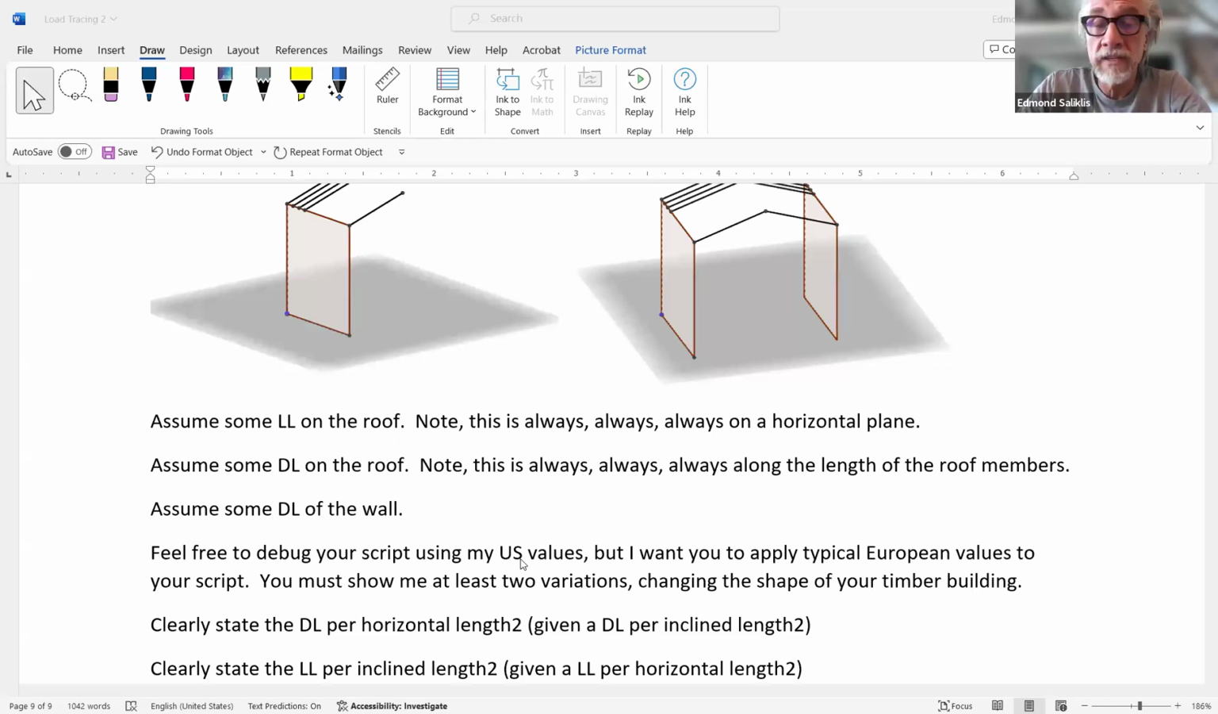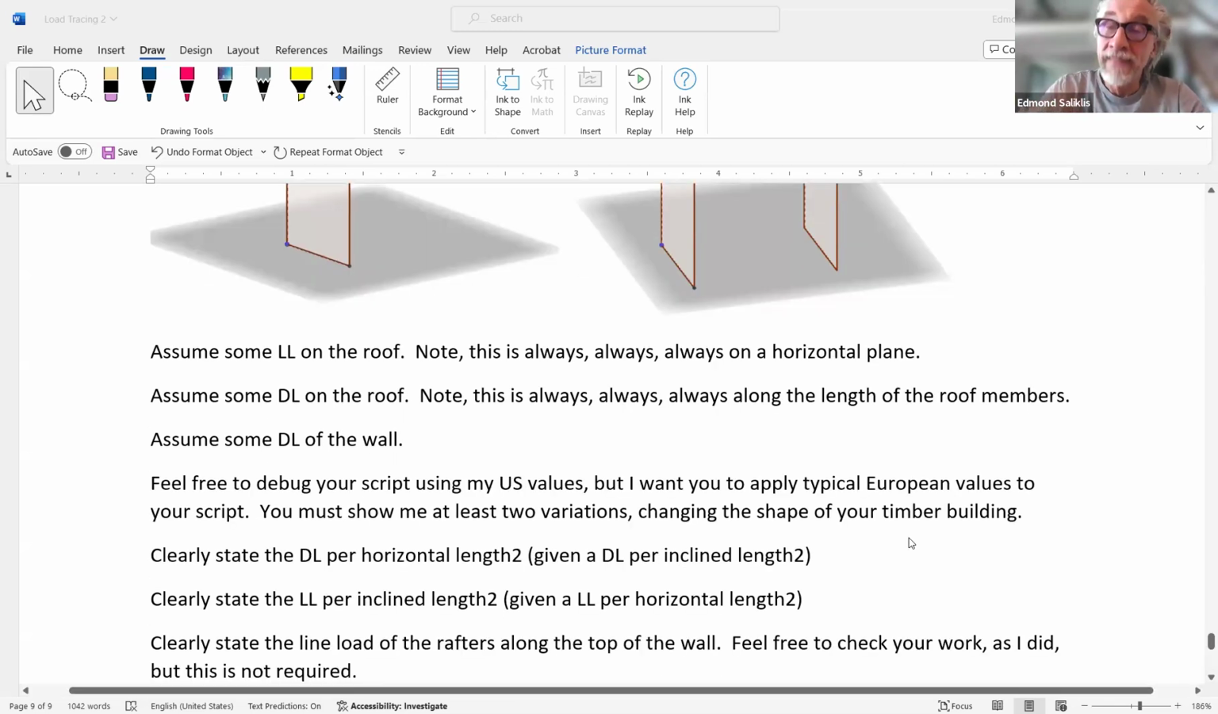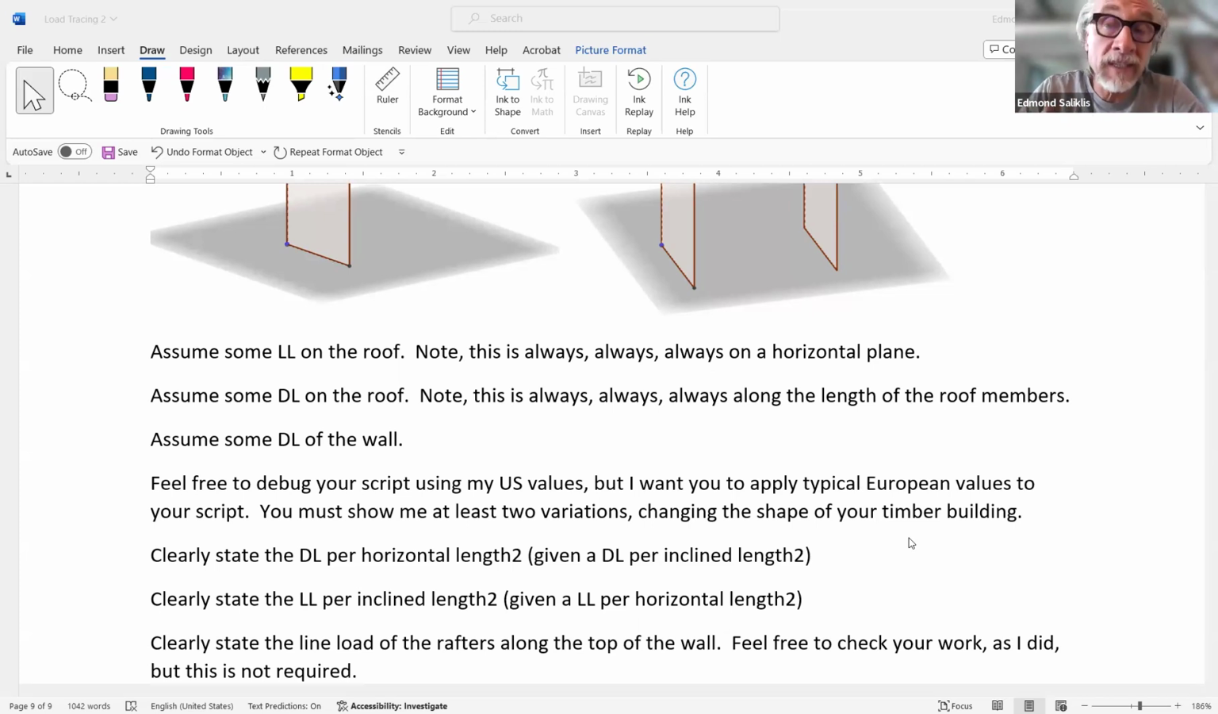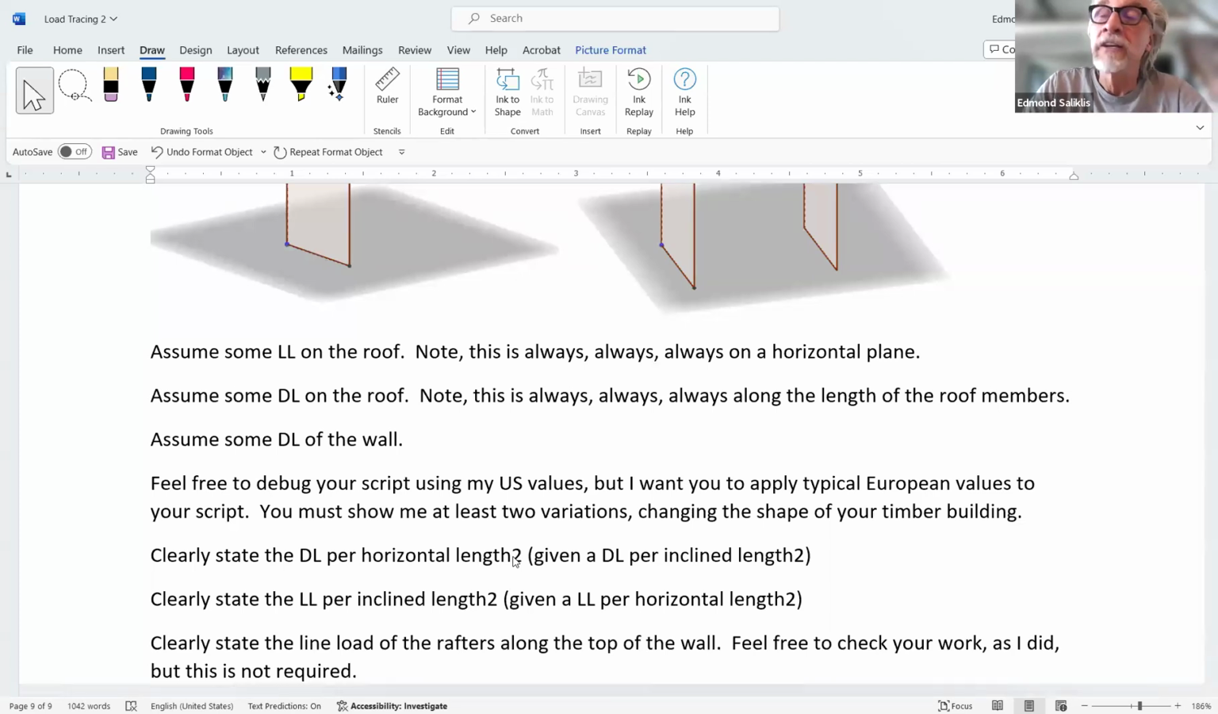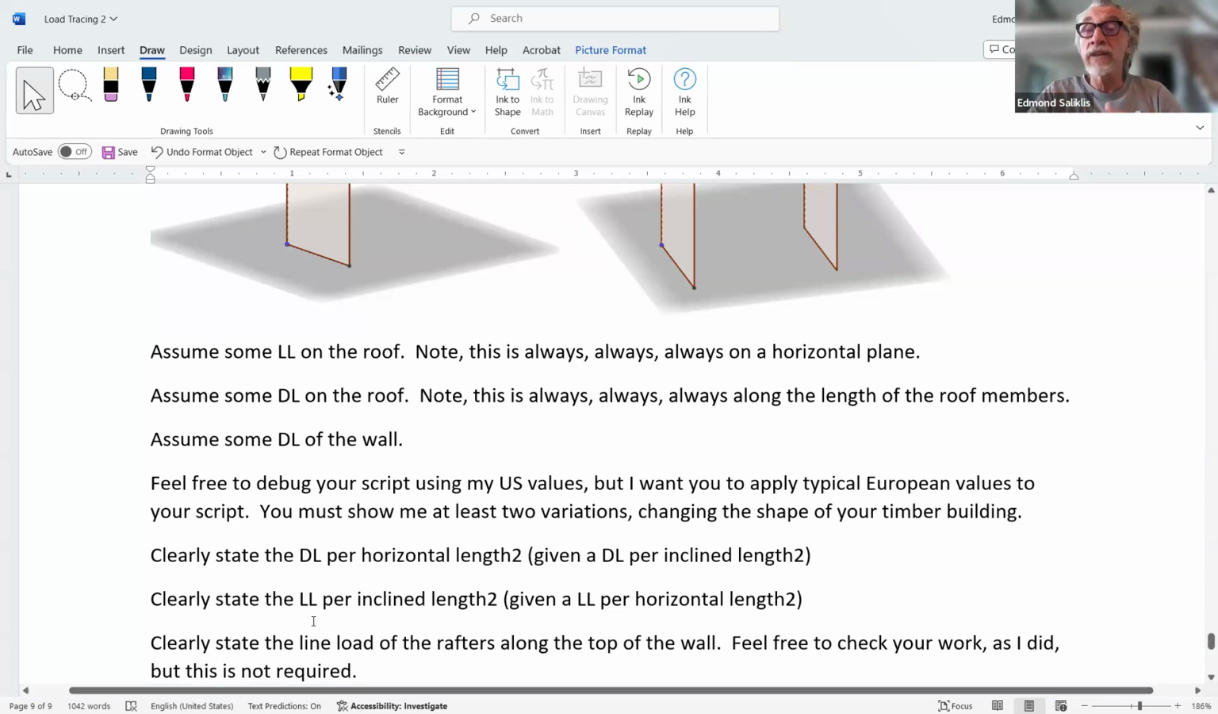Now, you could use my United States values here, but I do want you to apply different numbers, typical European numbers. You could just make something up. And then I want you to clearly show me everything that we just talked about. Give me the dead load as horizontal force per length squared. You're given it as inclined force per length squared. I want it as horizontal. Then clearly state the live load per inclined length squared. You're given it as horizontal. Switch it to the inclined.